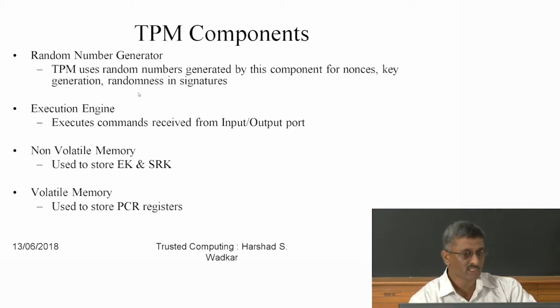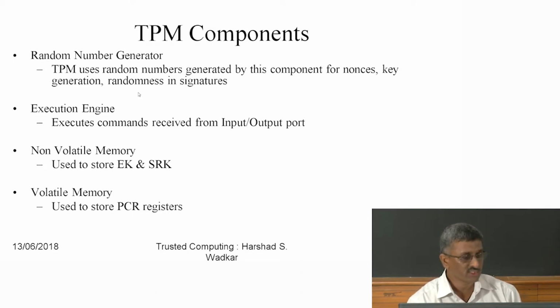There is a random number generator for your RSA and all those things. You require some random number. In random number generation, there are two things: one is called a random number and another a pseudo random number. So the TPM random number generator generates the random number using this component, using a nonce key.